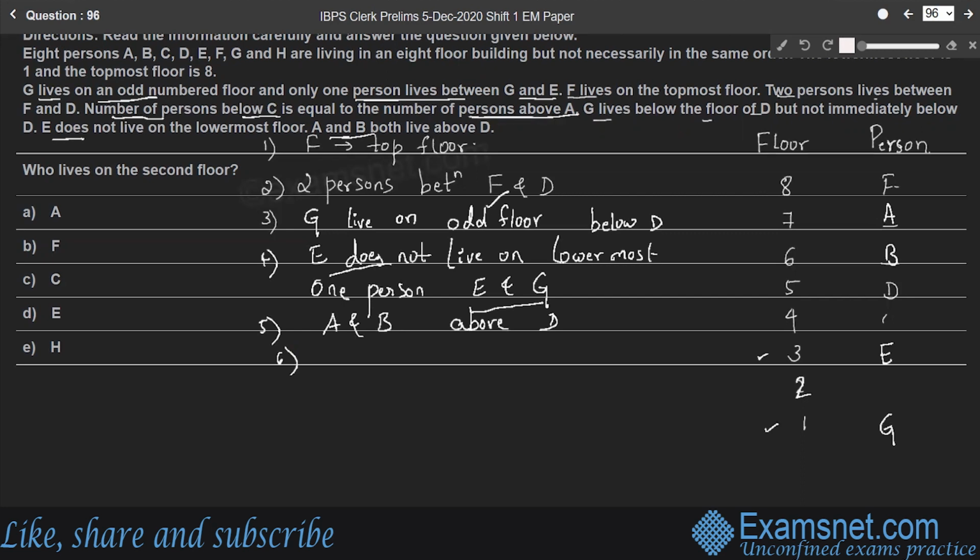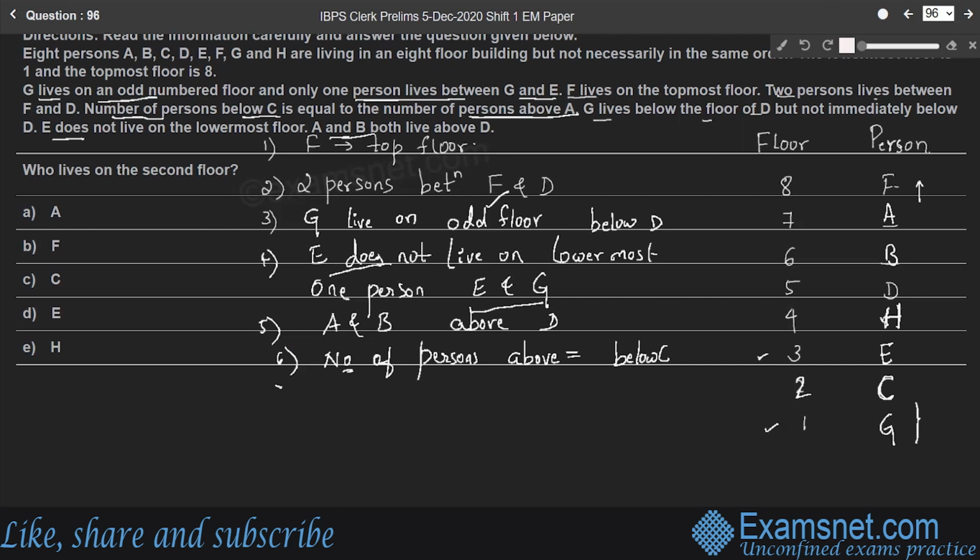What is the number of persons above A? Which is 1. So number of persons above A is equal to number of persons below C. So C's floor will be 2nd floor. So there is 1 person below C, 1 person above A, right? This condition is satisfied. What is the remaining floor? 4th floor. So who lives? So A, B, C, D, E, F, G and H. So the last person is H. H lives on 4th floor.